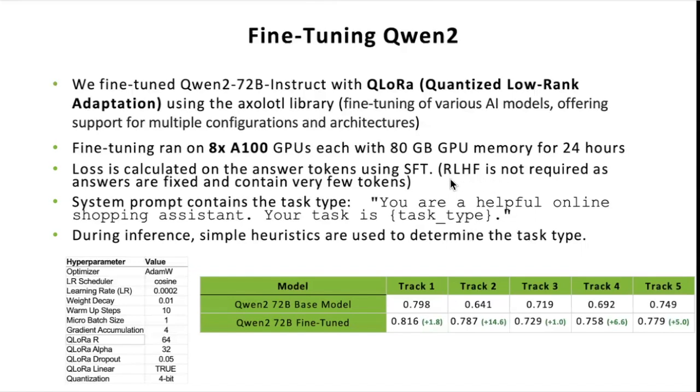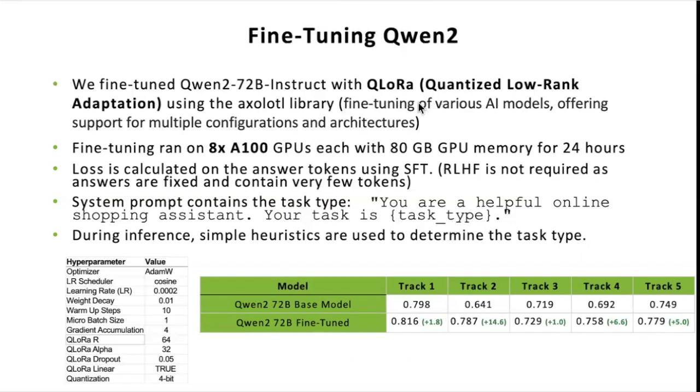So they assume that reinforcement learning with human feedback is not required because the answers are quite straightforward, fixed, and also contain very few tokens in the end. They also say the system prompt contains a task type. For example, you are a helpful online shopping assistant, the task type is this. Then they provide the task type, and they use some simple heuristics to determine exactly what the task type is.